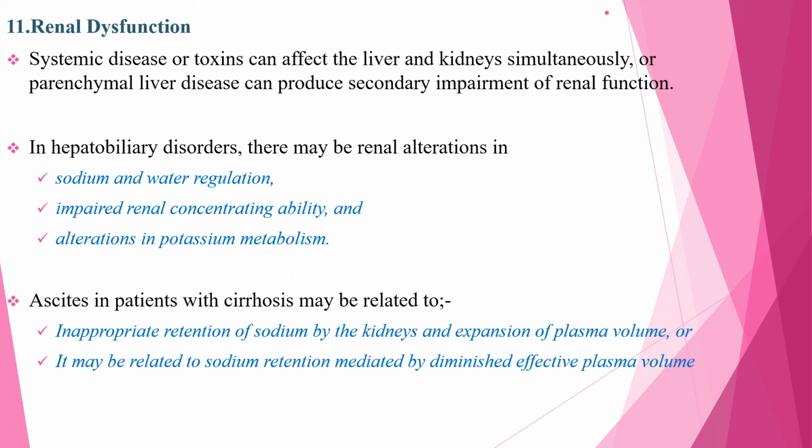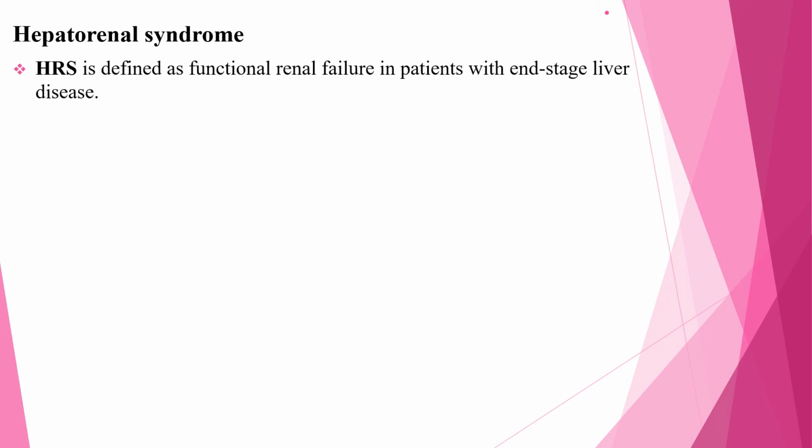Ascites in patients with cirrhosis may be related to inappropriate retention of sodium by the kidney and expansion of plasma volume, or it may be related to sodium retention mediated by diminished effective plasma volume. Hepatorenal syndrome is defined as functional renal failure in patients with end-stage liver disease.